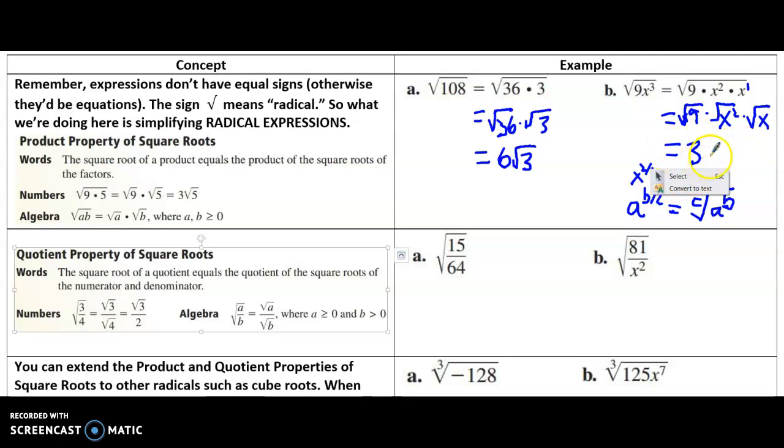So anyways, you get 3x. How beautiful is that? And you are done with that particular example.